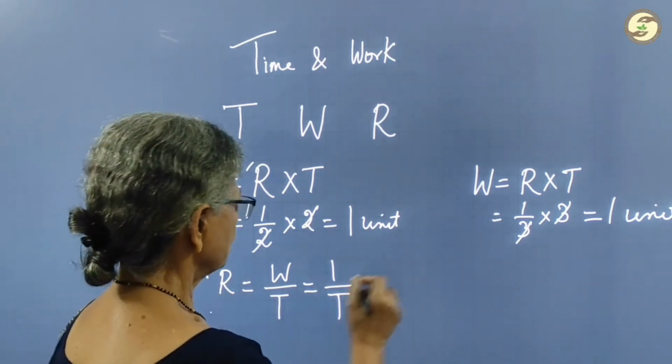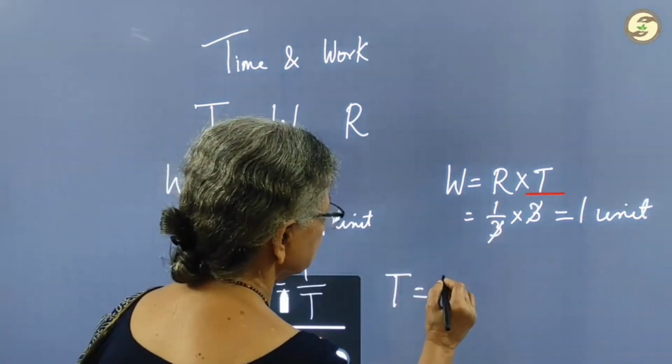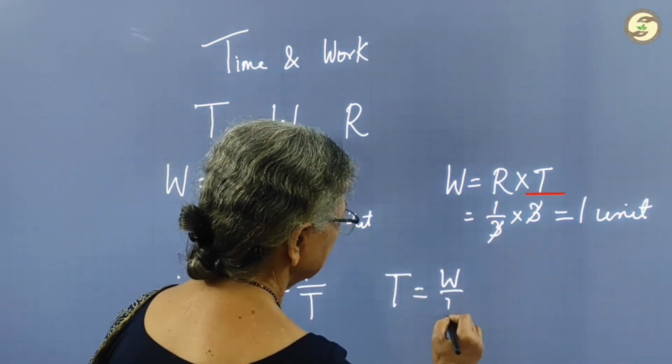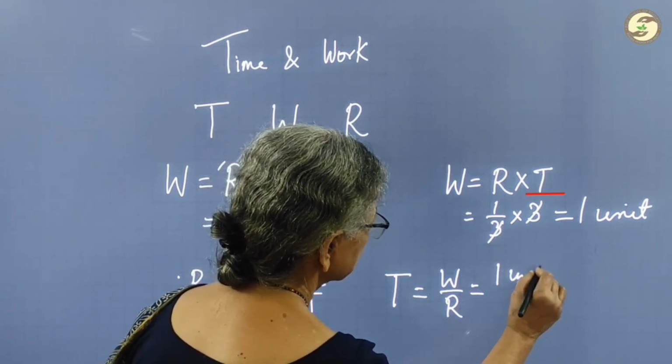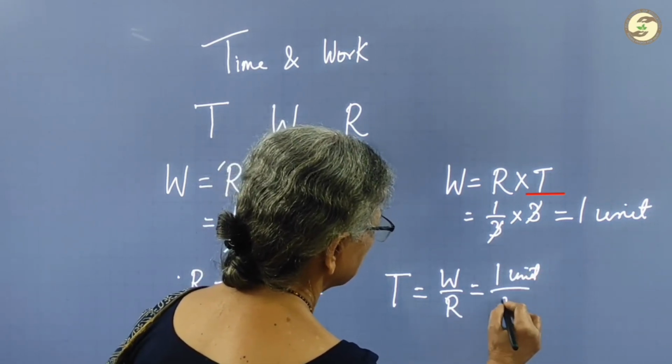Next is, what about T? T is equal to W by R. Again, W is always represented by 1 unit. So T is 1 by R.